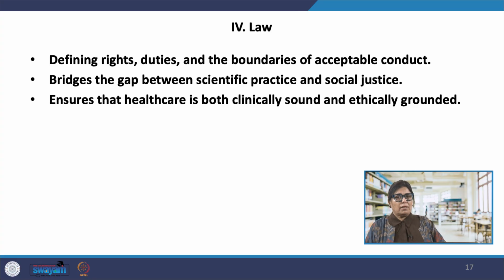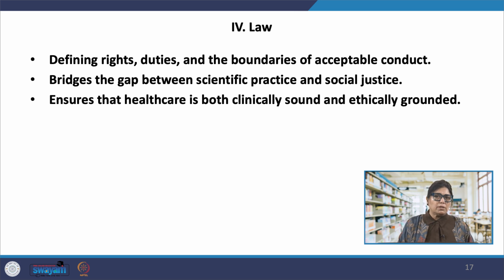Next, law, which is again very important in health humanities. So, in health humanities, law is viewed not just as a set of rules, but as a discipline that shapes the human experience of medicine by defining rights, duties, and the boundaries of acceptable conduct. It bridges the gap between scientific practice and social justice, ensuring that healthcare is both clinically sound and ethically grounded.